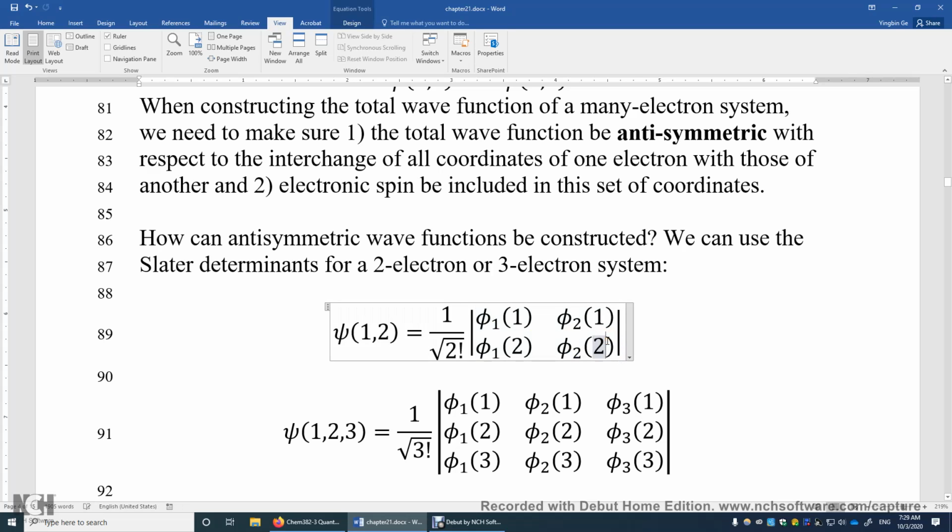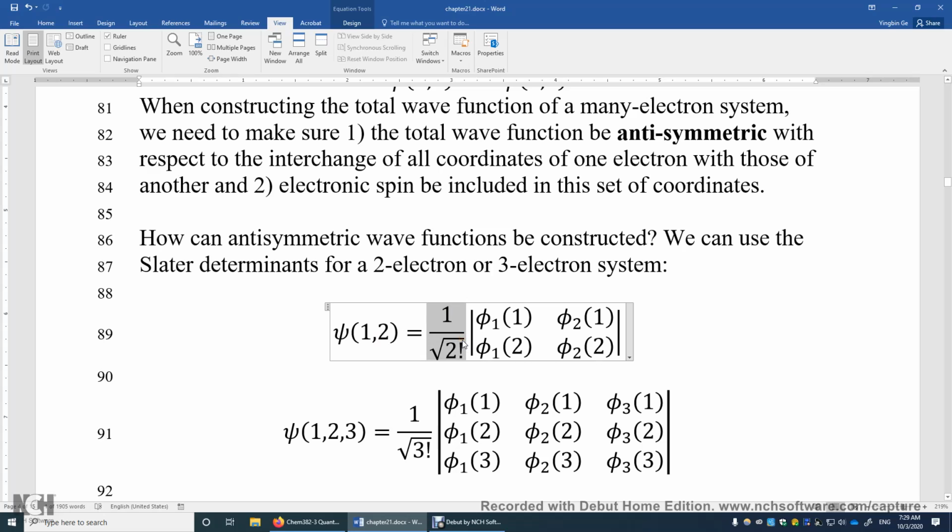Well, very simple. It's a 2 by 2 determinant. So we can expand this as phi 1 of electron 1 times phi 2 of electron 2 minus phi 1 of electron 2 times phi 2 of electron 1. What about this? This is the normalization factor. I'm assuming phi 1 and phi 2 are normalized. And to ensure this total wave function of both electrons is also normalized, you have to include this normalization factor.